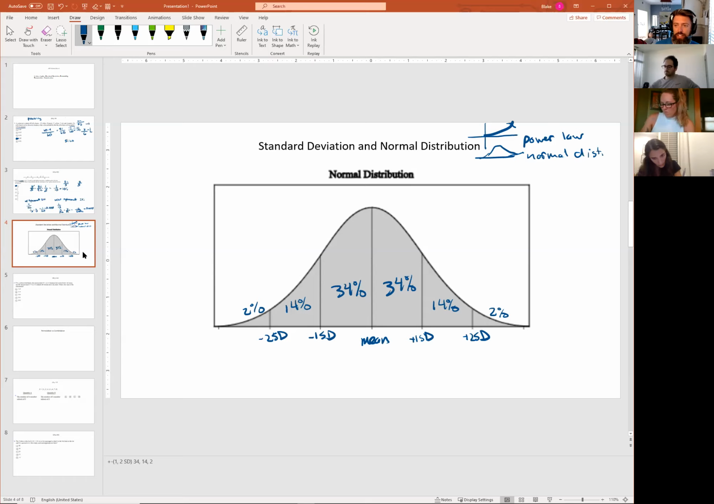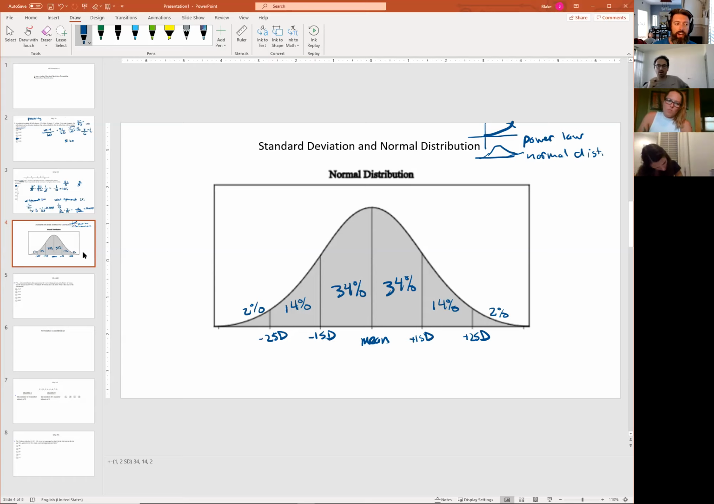And you typically don't even necessarily have to have these numbers memorized, but it is important to understand that if you look here, 68% of the values are within 1 standard deviation plus or minus. That is an important thing to understand. More than half of the values are within 1 standard deviation plus or minus.